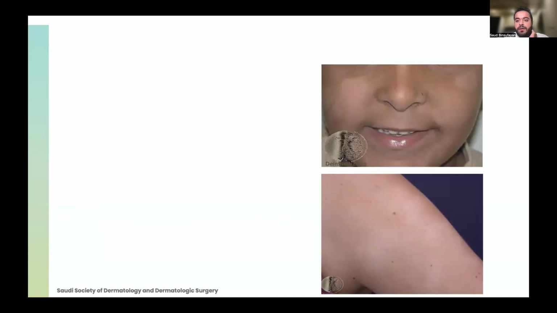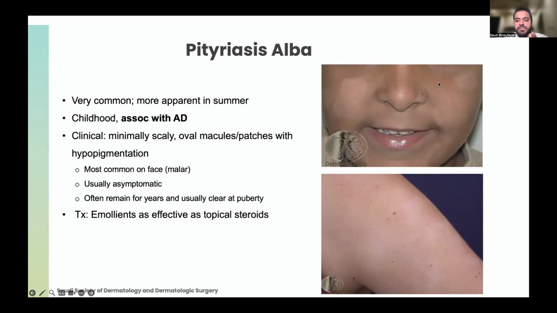And then let's talk about this. So you see here these two pictures. The first picture is really classic for this condition. We can see hypopigmented, really faint hypopigmented patches in a patient. Looks like this patient is a kid. And whenever we see a pattern like this, faint hypopigmentation on the face, we think about mostly one condition, but there are many different conditions, of course, in dermatology that can be a mimicker. But in this case, it's pityriasis alba.